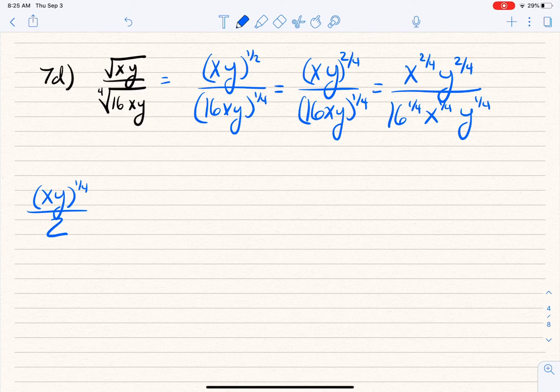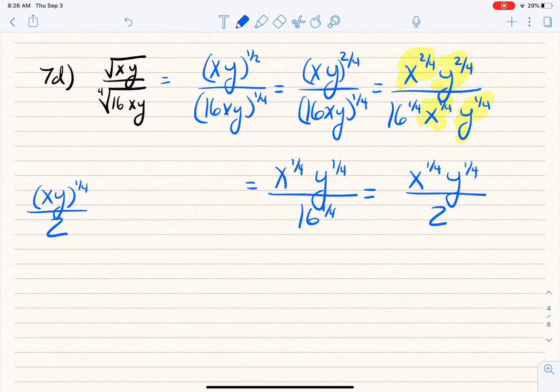And the reason why I do that is because then I can do easy subtraction. I have powers with the same base right here, x and x, and same base right here, y and y. And so I can just subtract those. That would be equal to x to the 2/4 minus 1/4, which is just going to leave x to the 1/4 up top. And then y to the 2/4 over y to the 1/4, I subtract those, and I get y to the 1/4 up top. And then all on the bottom, I have 16 to the 1/4, which I know. 16 to the 1/4 is 2.